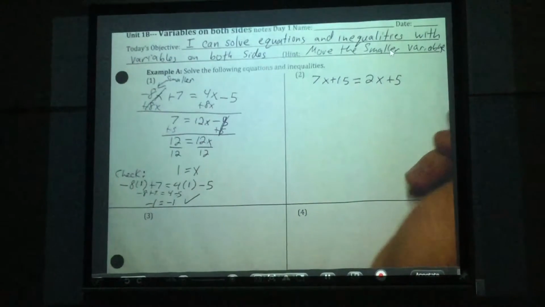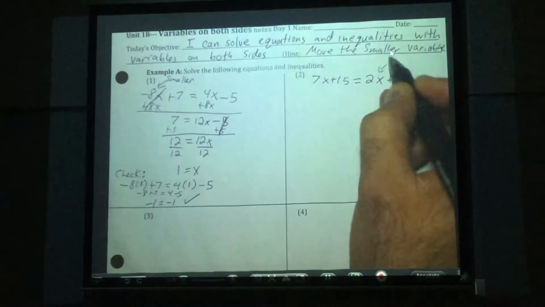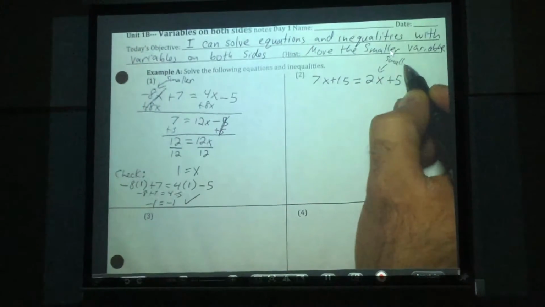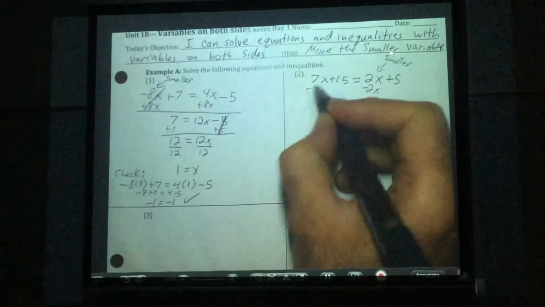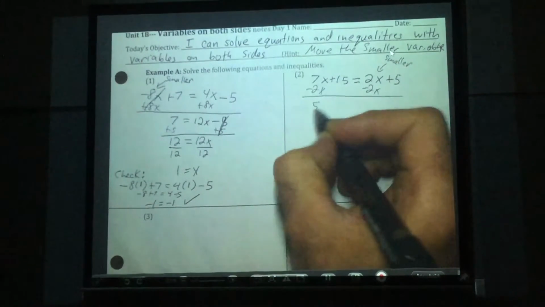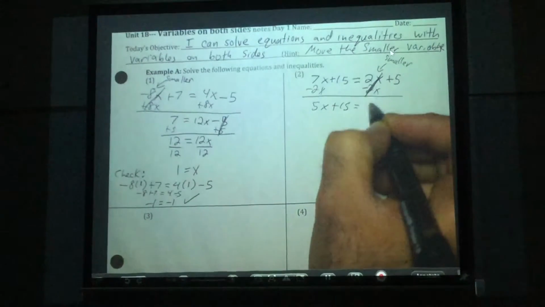Alright, so hopefully you got that one correct. Now the smaller variable is the 2x. So that's the one that I'm going to have to move to the other side. So I'm first going to subtract 2x from both sides. That's going to get me 5x plus 15 equals, these cancel, 5.